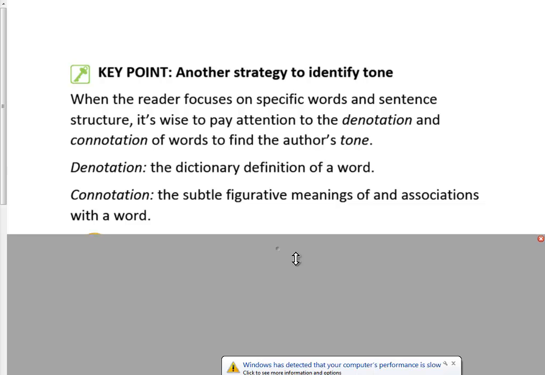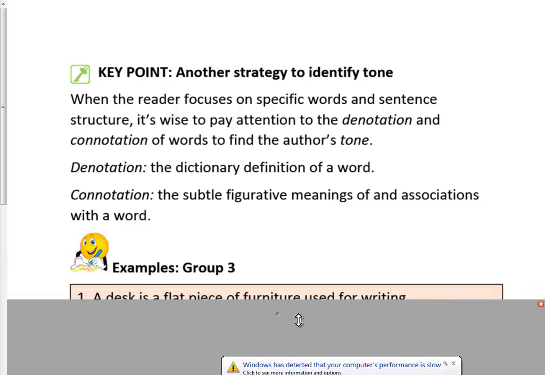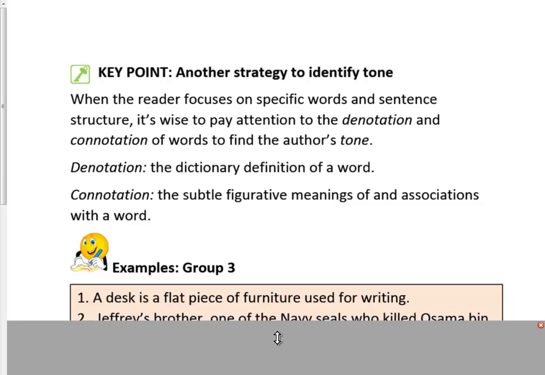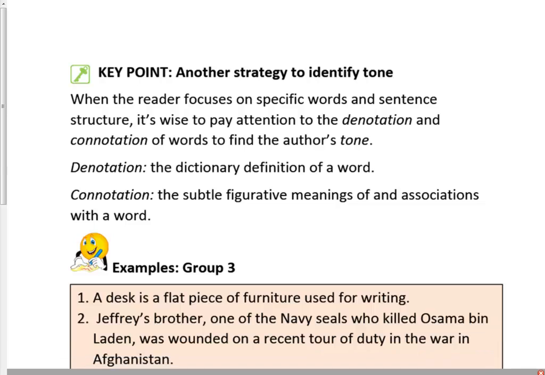Let us look at an example. Here's the first one. A desk is a flat piece of furniture used for writing. There's obviously no hidden meaning in the word desk. We're strictly getting the dictionary definition of desk. However, take a look at the next sentence.